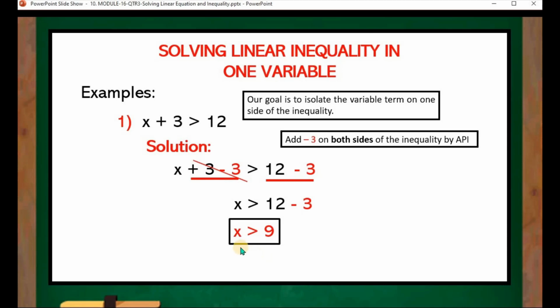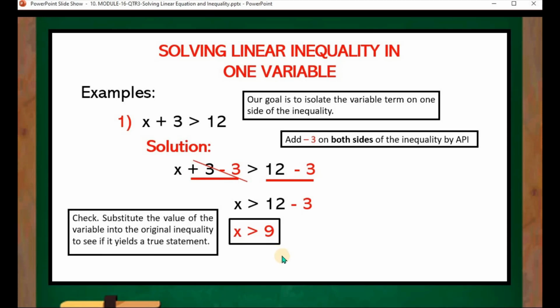Okay. Pag binabasa natin to, x is greater than 9, syempre, alam natin na ang value ng x ay yung mga number na mas mataas kay 9. Syempre, hindi lang naman isa yun. Hindi lang 10, hindi lang 11. So, it's 10, 11, 12, and so on. It's infinite. The solutions are infinite. Those numbers who are all greater than 9. So, yun yung difference nila. Pag equation, isa lang yung solution. Pero, pag inequality, marami siyang solution.